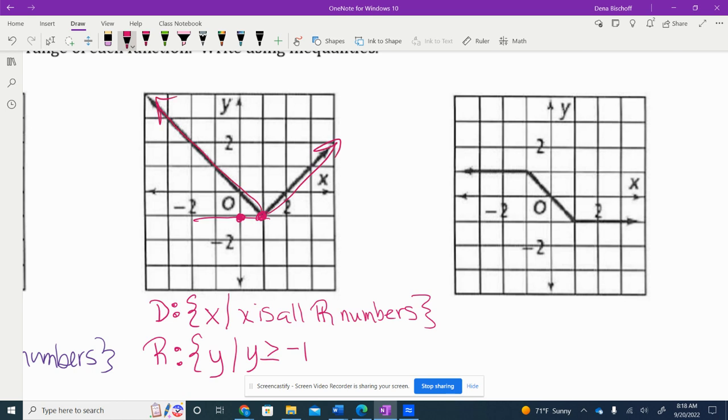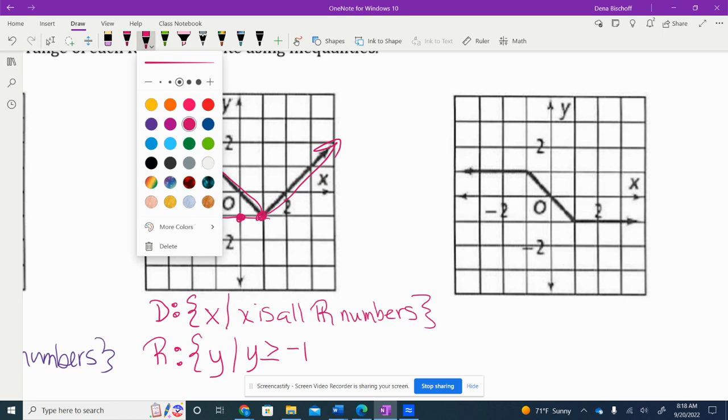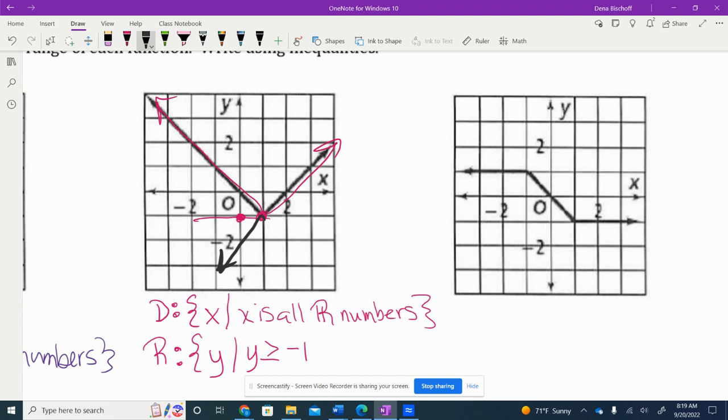If the graph had gone downwards, so if this graph wasn't going upwards, but instead it was going down like this, we would say y is less than or equal to -1. Okay, this is an absolute value graph. This is an absolute value graph.